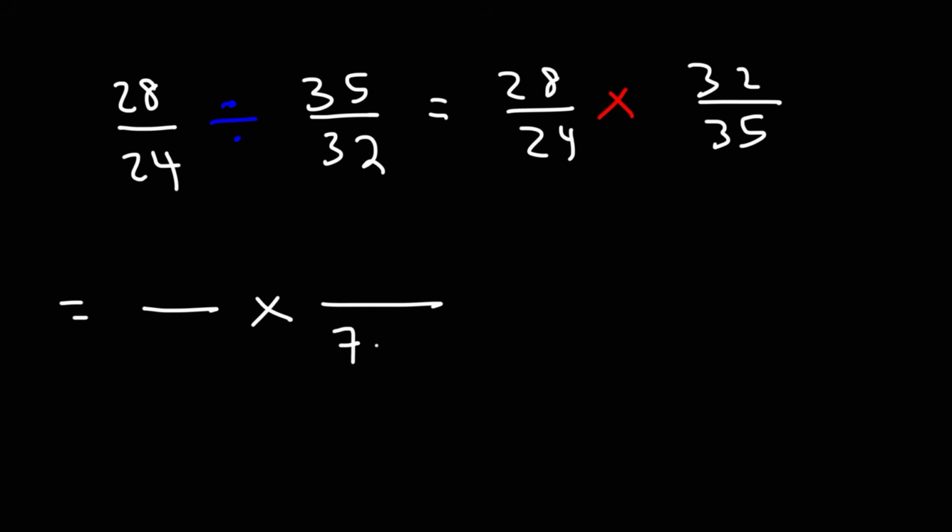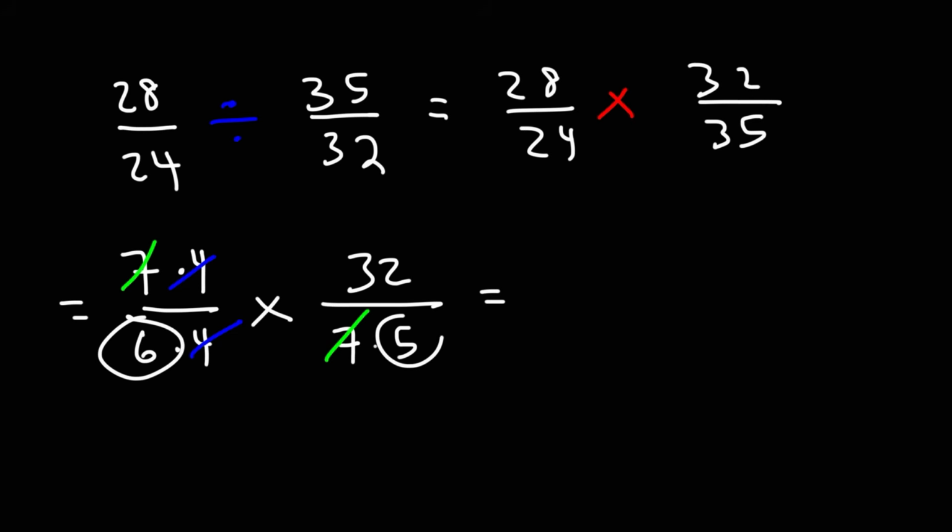So 35, the only option we have with that is 7 and 5. 28 has a 7 in it, so we can write that as 7 times 4. So the 7's will cancel, which is good. 24 has a 4 in it, so we can write that as 6 times 4. Now 32, we can write that as 8 times 4, or we can write that as 16 times 2. For now, let's leave it as 32.